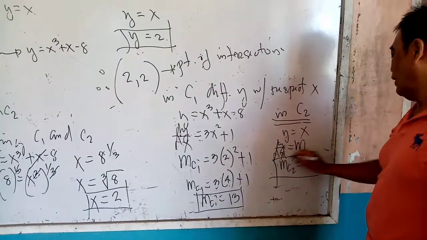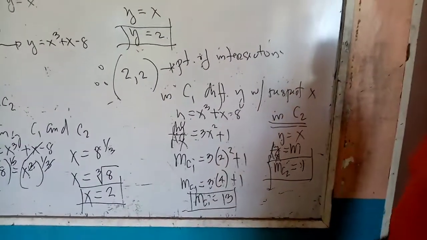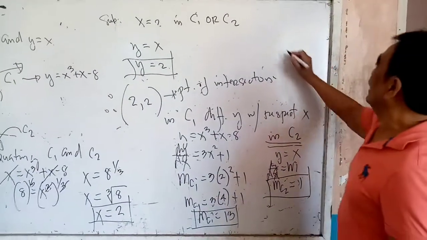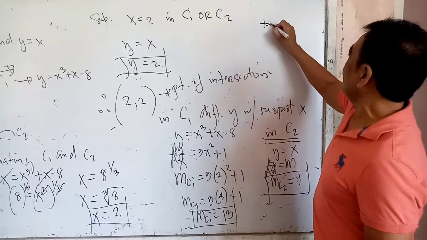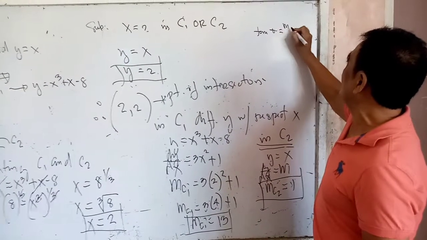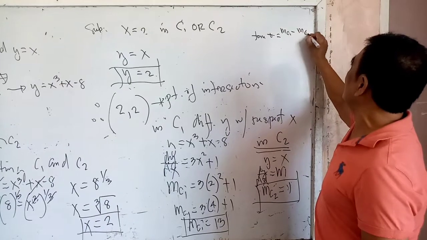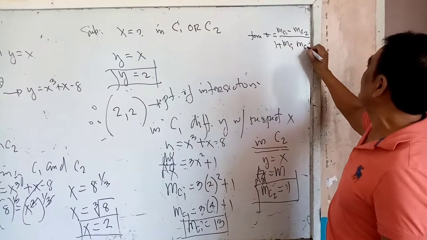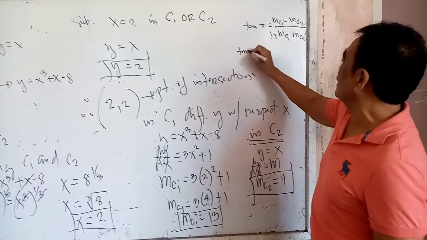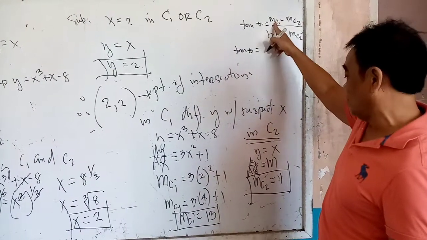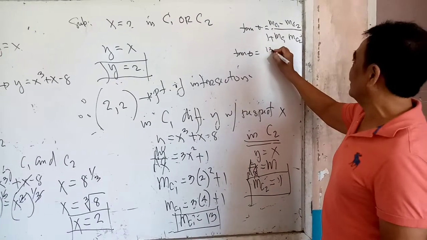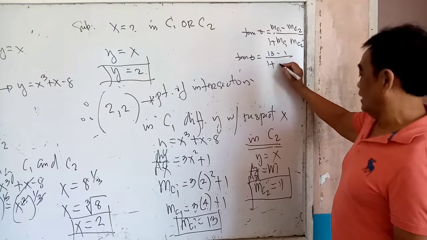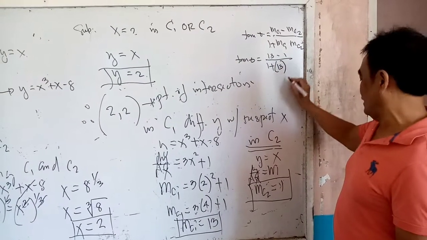Now when the 2 slopes have been derived, you are going to substitute into your formula that the tangent of angle theta is equal to the slope of curve 1 minus the slope of curve number 2, divided by 1 plus the slope of curve 1 times the slope of curve number 2. So tangent of angle theta will be equal to slope of curve 1, 13, minus curve 2, that would be 1, divided by 1 plus 13 multiplied by 1.